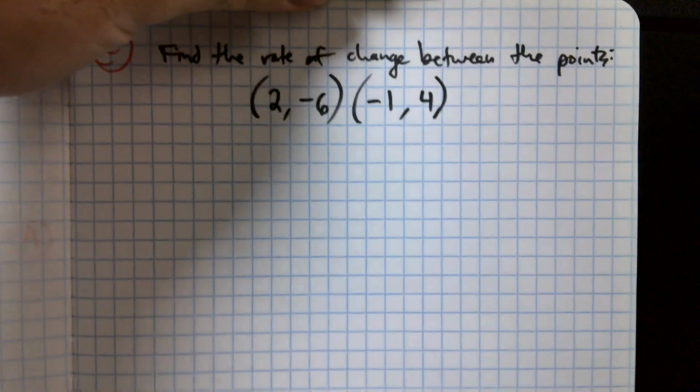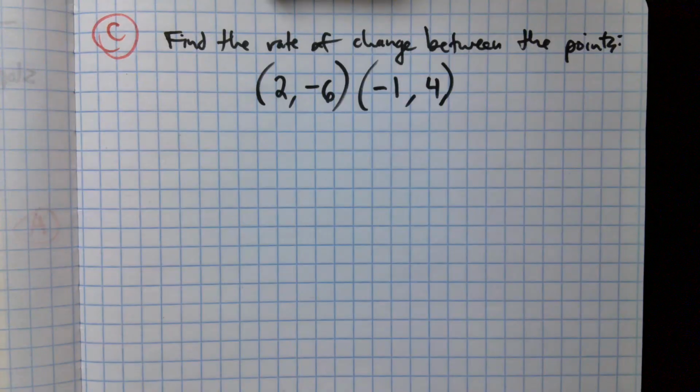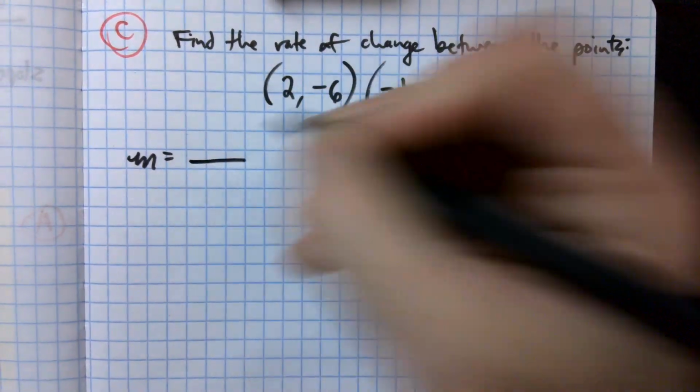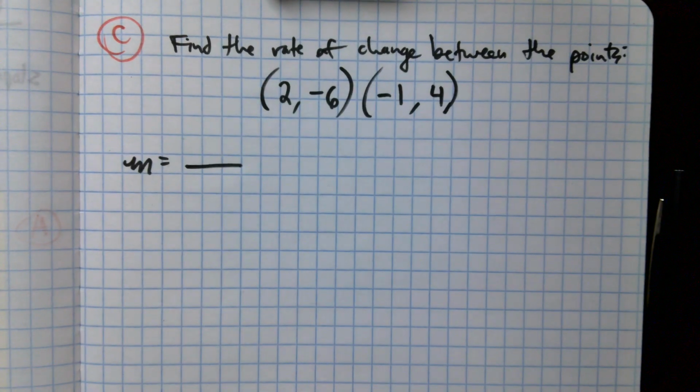All right. I got 2 points. 2, negative 6, negative 1, 4. Can I do rise over run here? Can I do delta y over delta x here? Technically I could, but we're not going to do that. We're going to do the slope formula. Slope formula says m is equal to, let's get some colors going here.